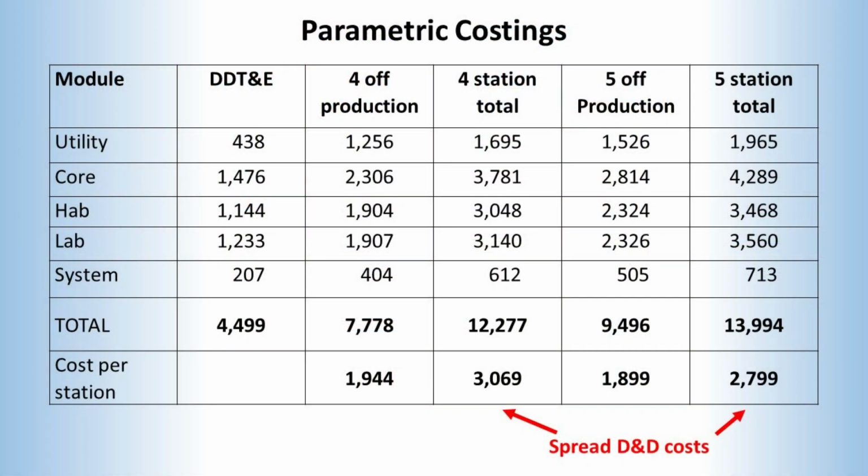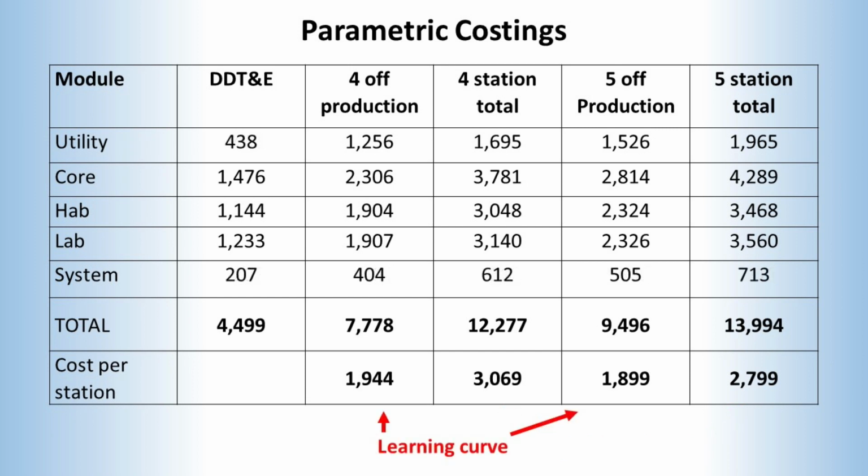So returning to the Pier space station concept, if we look at the cost per station, we can see that as we make more stations, each station gets cheaper. Now in part, this is because the more you make, the more you can spread the design and development costs. But if we look at just the production costs, we still have a cost reduction. And that is because of learning factors.